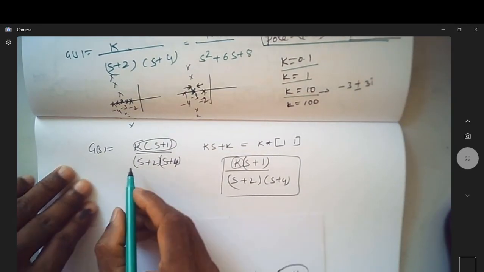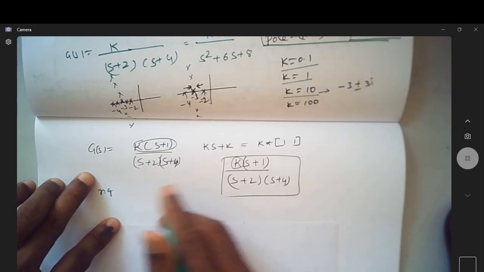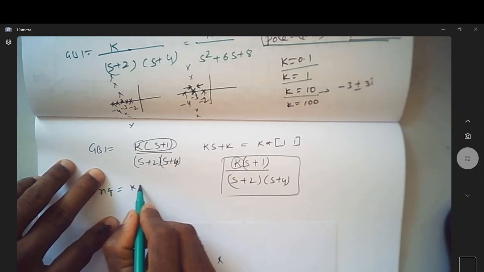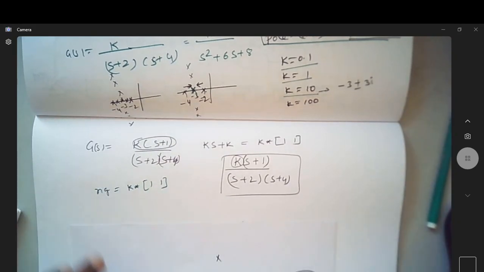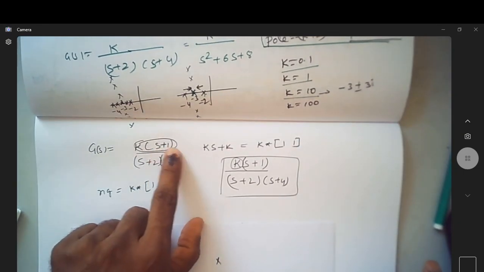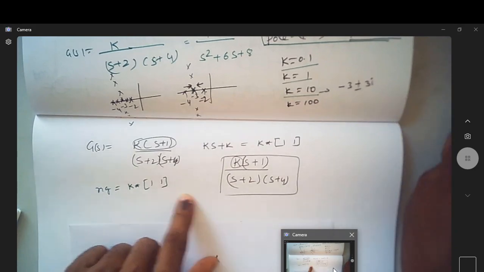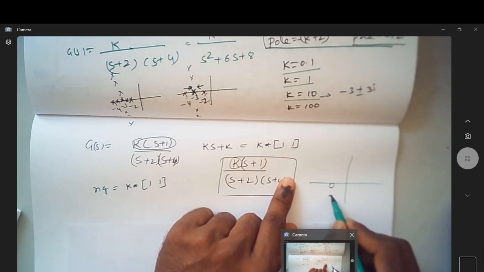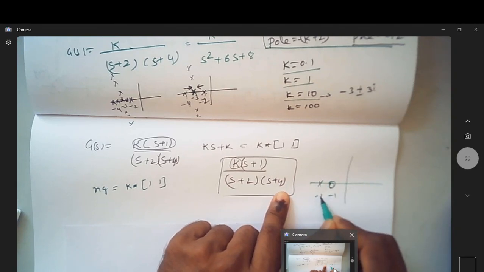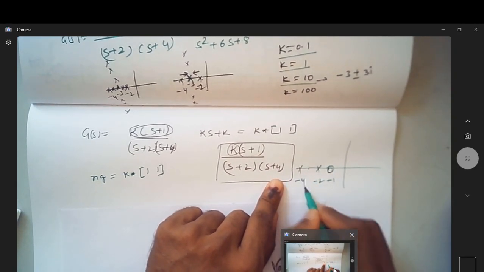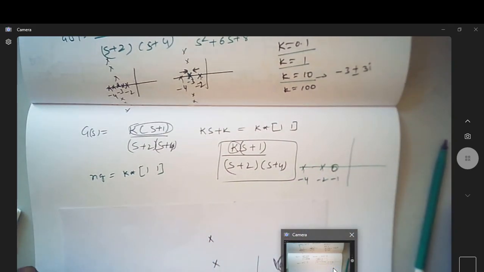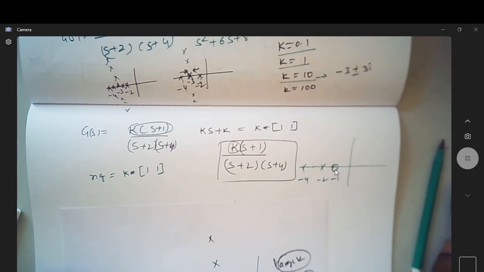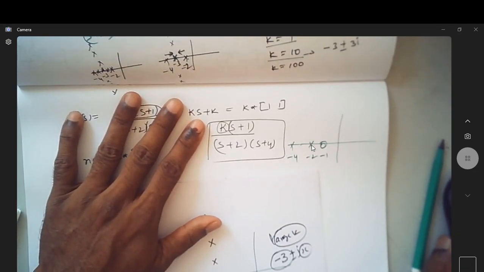So what will be the numerator of your g now? ng will become k times 1 space 1. So this is actually representing ks plus k, which will have a 0 at -1, and there is a pole at -2, and one more pole at -4. Let us see what happens to the pole positions as the value of k increases. So now this is the open loop pole and 0 position.